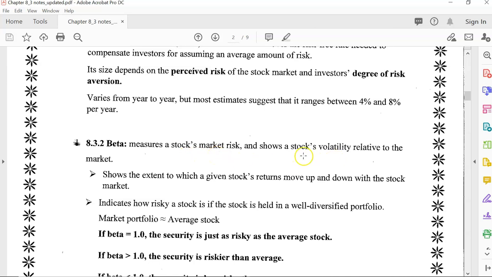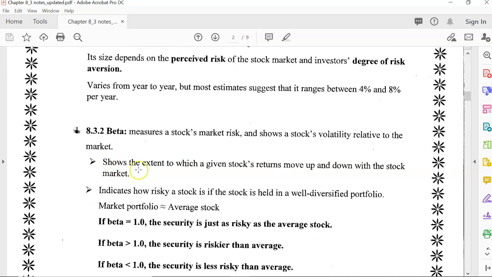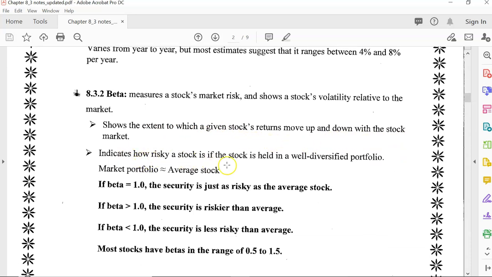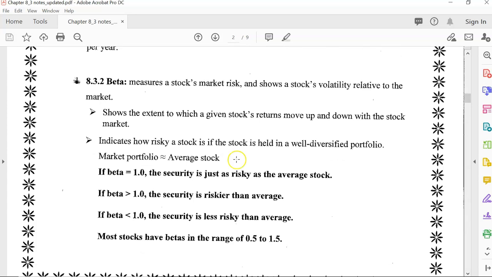Okay, it's the relation of the stock's risk or stock's volatility relative to the market portfolio. It shows us the extent to which a given stock's return moves up and down with the stock market. It indicates how risky a stock is if the stock is held in a well-diversified portfolio. Again, it measures the stock risk premium if we multiply it by the market risk premium.